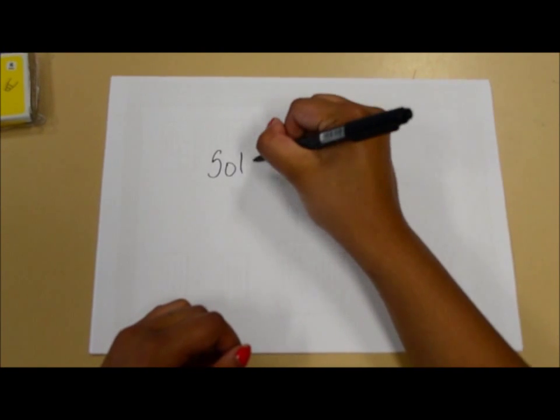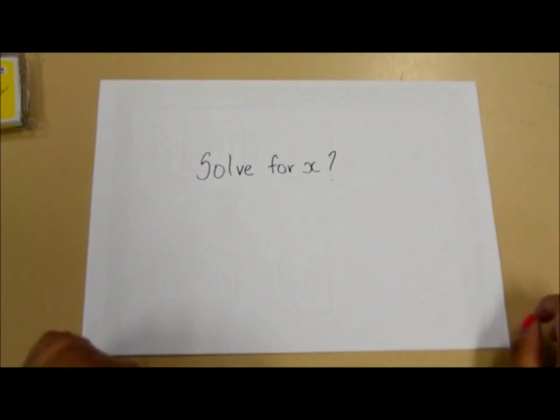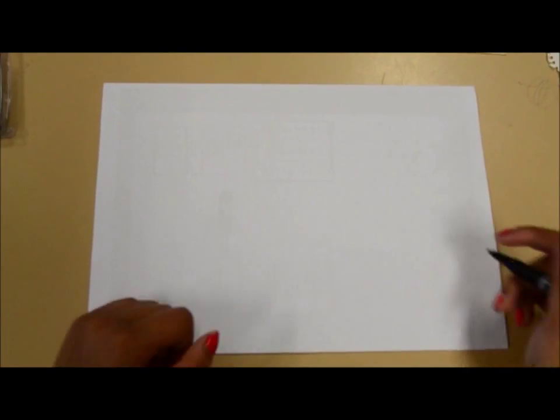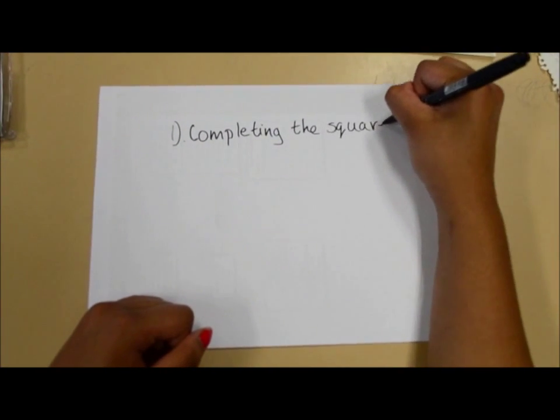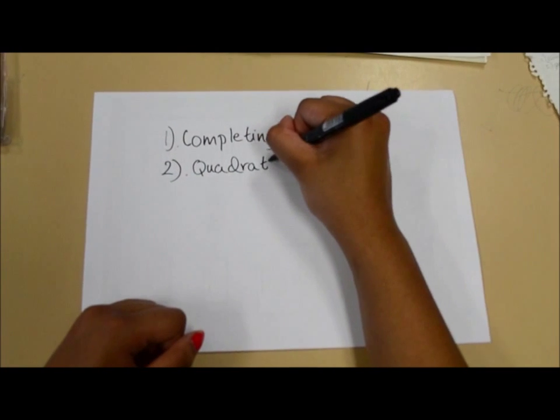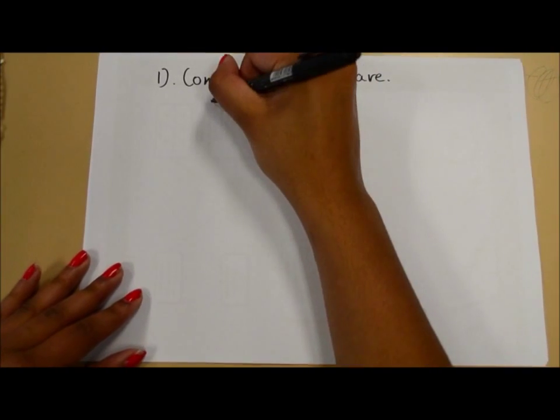Now that we know what a quadratic equation is, let us learn how to solve for x. Today we will show you two different methods in solving for x. These two methods are called completing the square and using the quadratic formula. Let's start with completing the square. Here is an example to show you how.